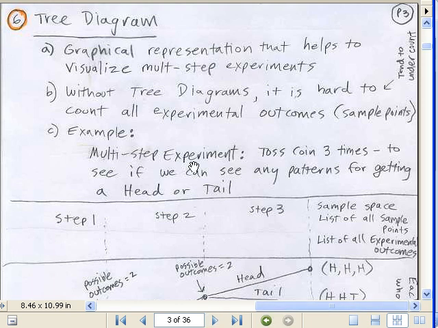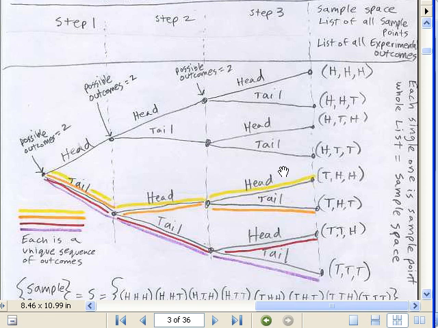Now, tree diagram, very important. Let's just look down here. Very important because why? When you have multi-step experiments, it is just plain hard to list all of the sample points in the sample space. And so this is a trick for doing it.